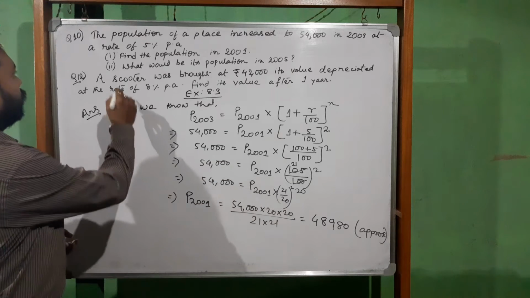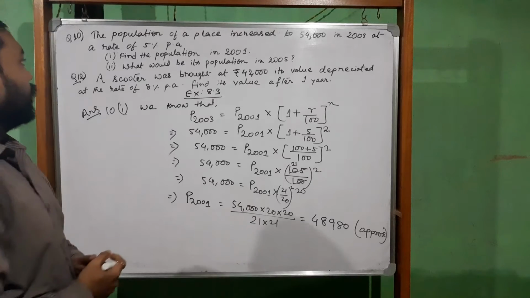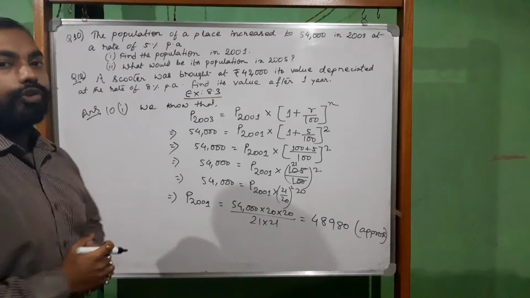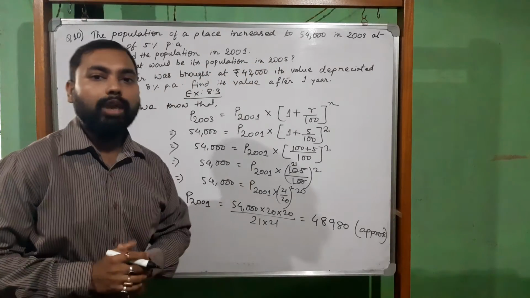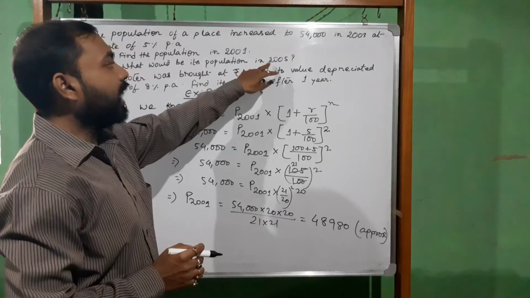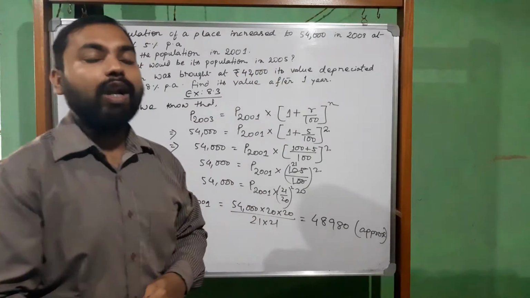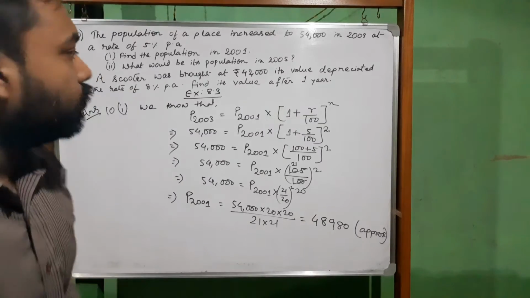So in this way we have to find out. This is part one of question number 10. Now let me show what will be part two of question number 10. What would be its population in 2005? Means using the same information we have to find what the population will be in 2005. Now let us show how to do it.